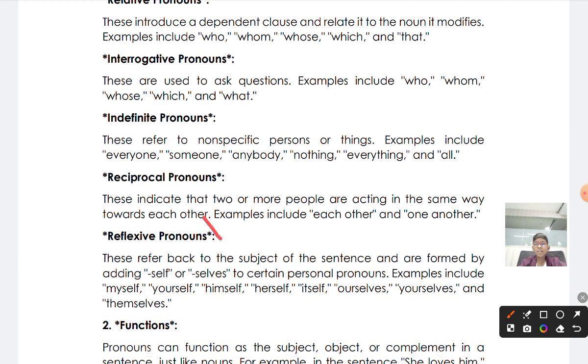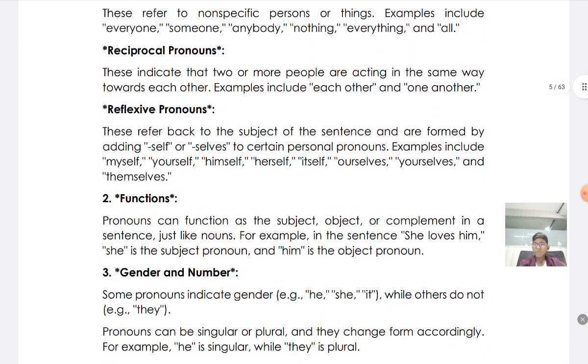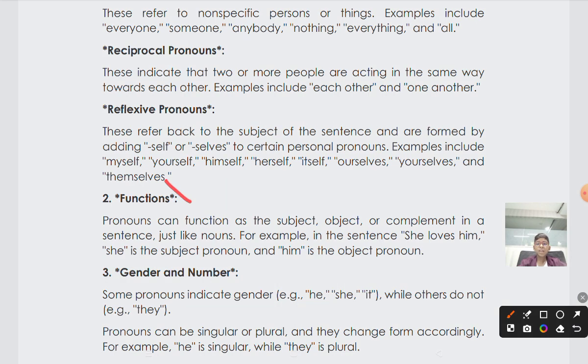Next comes the reflexive pronouns. These refer back to the subject of the sentence and are formed by adding self or selves to certain personal pronouns. Examples include myself, yourself, himself, herself, itself, ourselves, yourselves, and themselves. Next comes the functions. Pronouns can function as the subject, object, or complement in a sentence, just like nouns. For example, in the sentence, she loves him, she is the subject pronoun and him is the object pronoun.